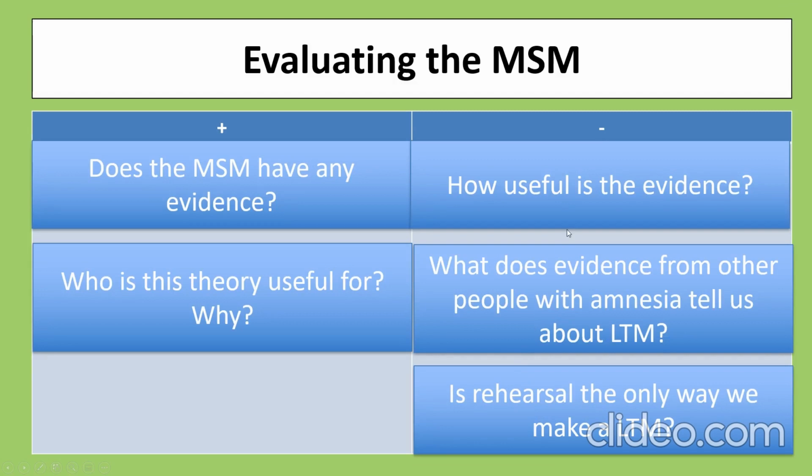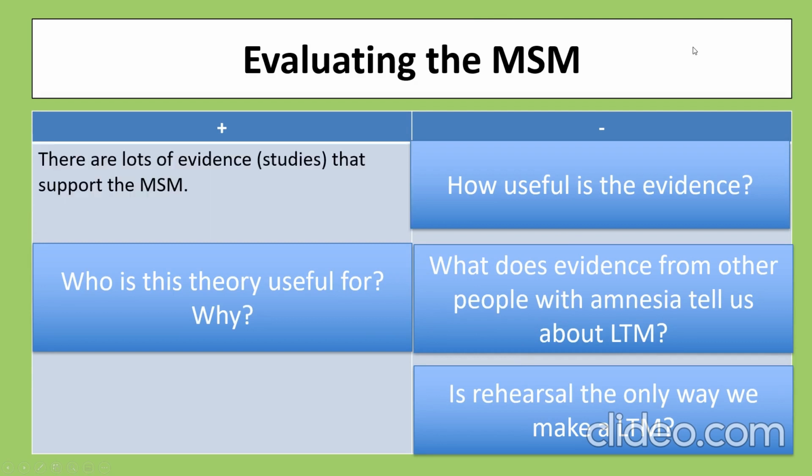So the last thing you'd need to be able to do is to actually evaluate the multi-store model itself. So I've got 5 key evaluations you could have here. So it's always good to ask if a theory has any evidence. And as we know, the multi-store model does have lots of supporting evidence. So we have that serial position effect there, which is really handy. So it backs up the multi-store model and supports the ideas that it has.